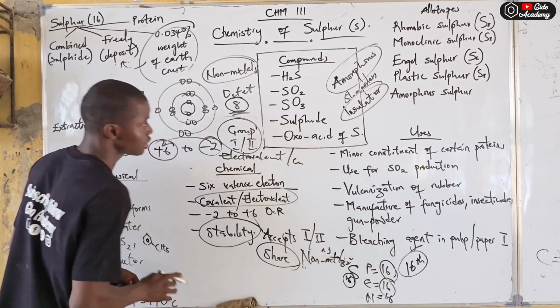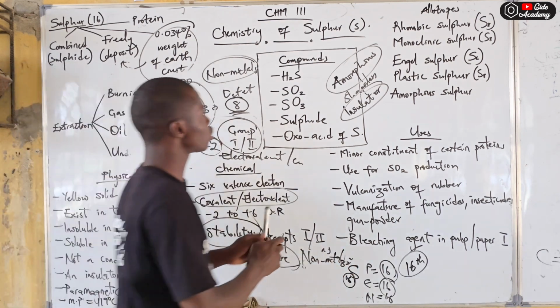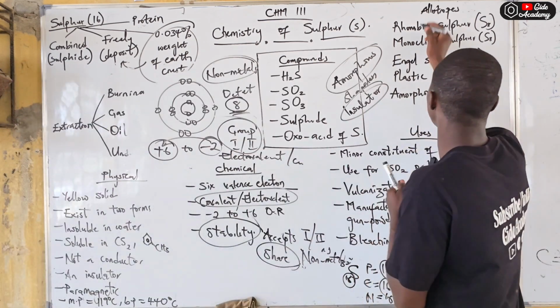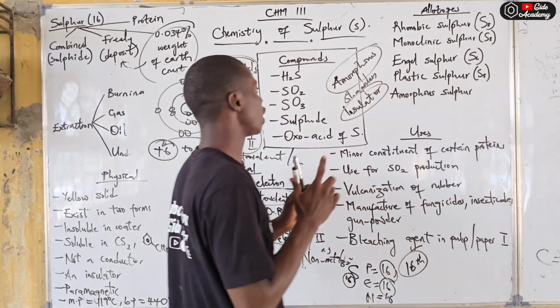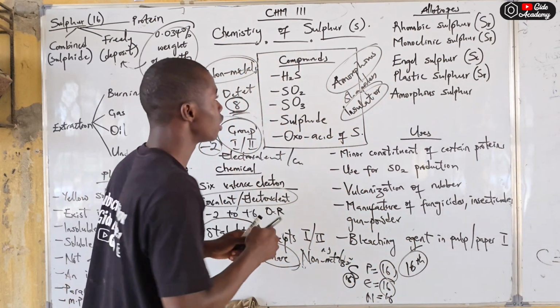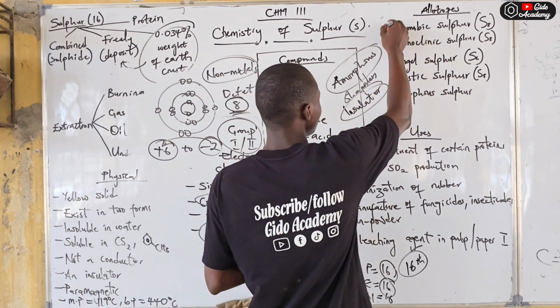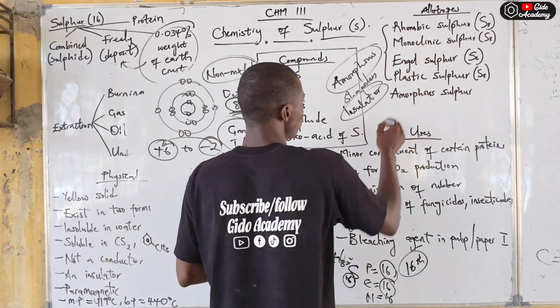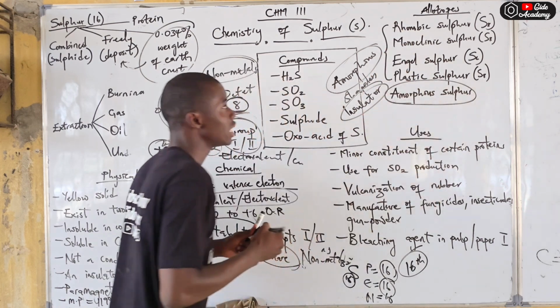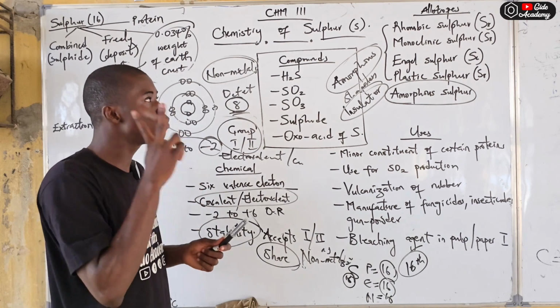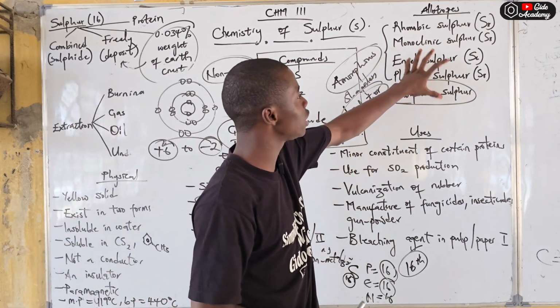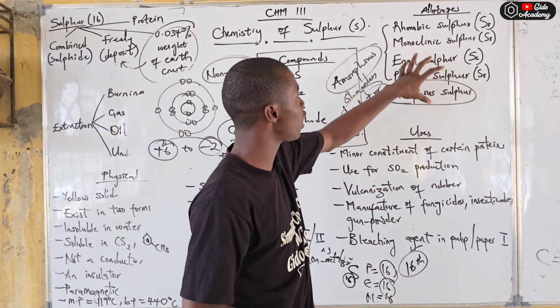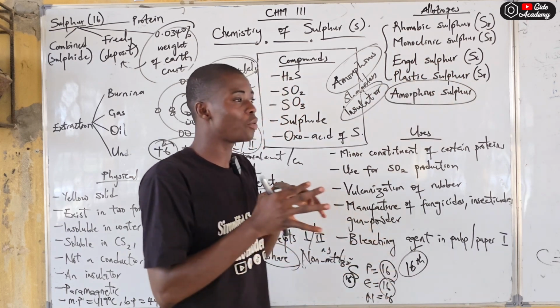So that is for that. So let's quickly rush through the allotropes of sulfur. Like I said, sulfur actually has 2 major allotropes. The first one is crystalline sulfur, while the second one is what? Amorphous sulfur. Then under the crystalline, we have 2 major ones again: the rhombic sulfur and the monoclinic sulfur.